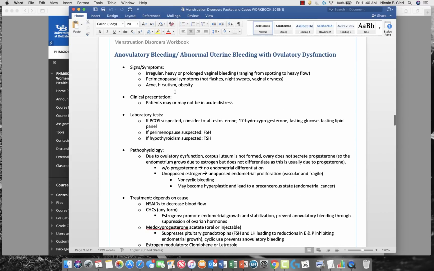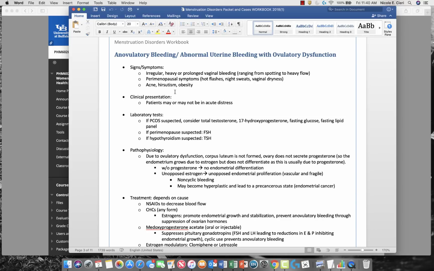The third disorder is anovulatory bleeding. This can also be referred to as abnormal uterine bleeding with ovulatory dysfunction, or AUB-OD. The signs and symptoms of this anovulatory bleeding are irregular, heavy, or prolonged bleeding, so it's kind of a non-regulated menstrual cycle. It can range from spotting to a heavy menstrual flow.